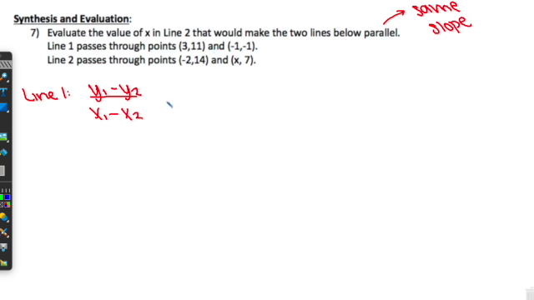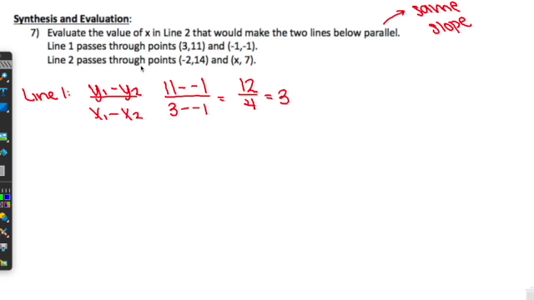y1 I'm going to say is 11. So 11 minus negative 1 over 3 minus negative 1. These two subtractions are going to change to a positive. 11 plus 1 is going to give you 12. 3 plus 1 is going to give you 4. 12 divided by 4 is going to leave you with 3. So I know that the slope that I need is going to be 3 because they're parallel.